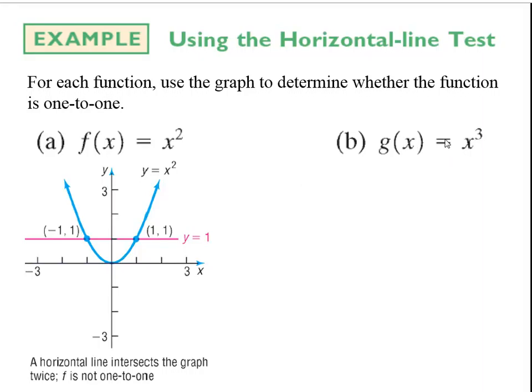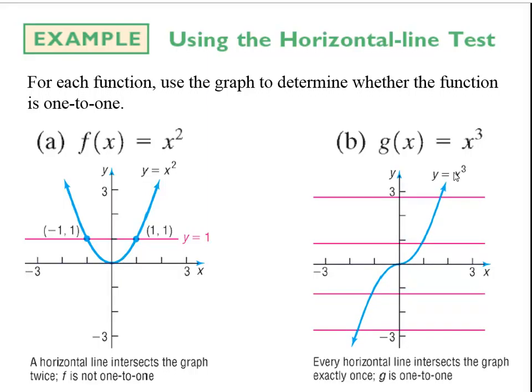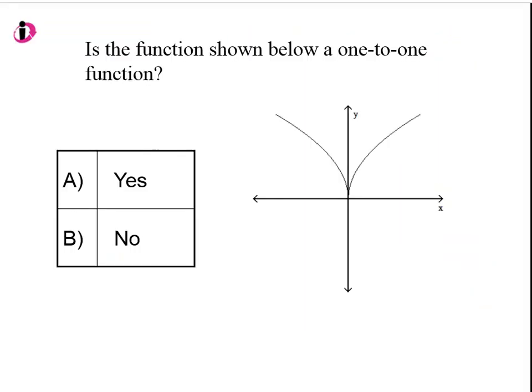And then if we think of the standard cube function, there's the graph of the standard cube function, and we can see that the cube function would pass the horizontal line test. Every horizontal line that I draw would intersect the graph only one time. So we would say that the cube function is one-to-one. All right, so quick question for you. Is this function graphed to the right one-to-one?